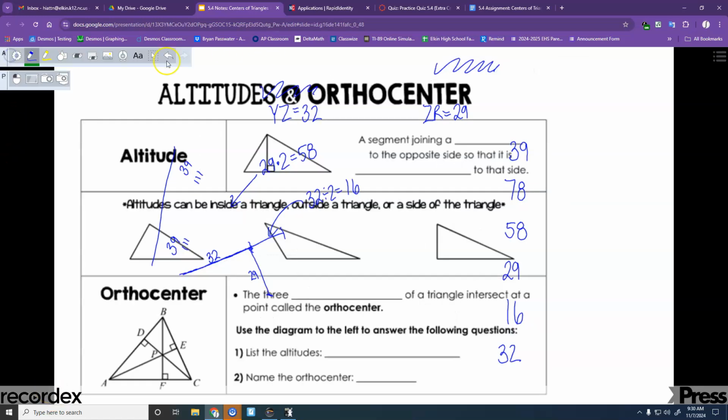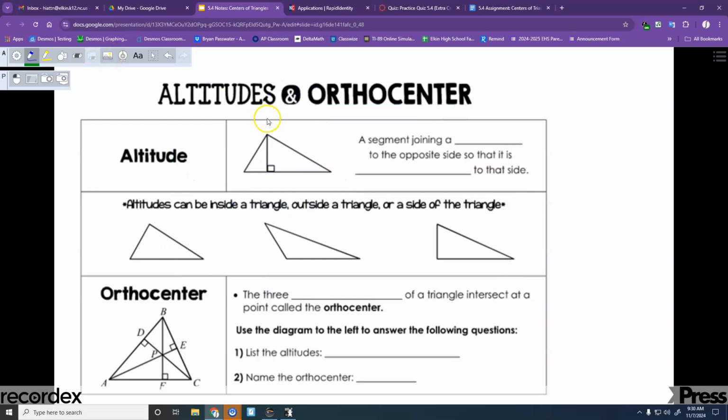Okay, this is our last one that we have to do. Altitudes and the orthocenter. So, the altitude is a segment joining a vertex to the opposite side so that it is perpendicular to that side. Okay?